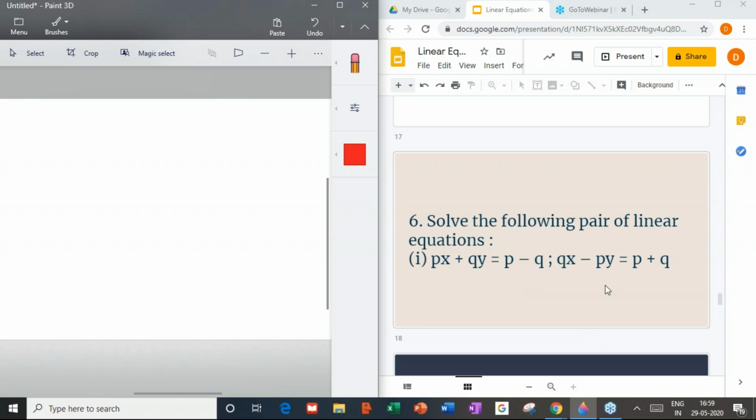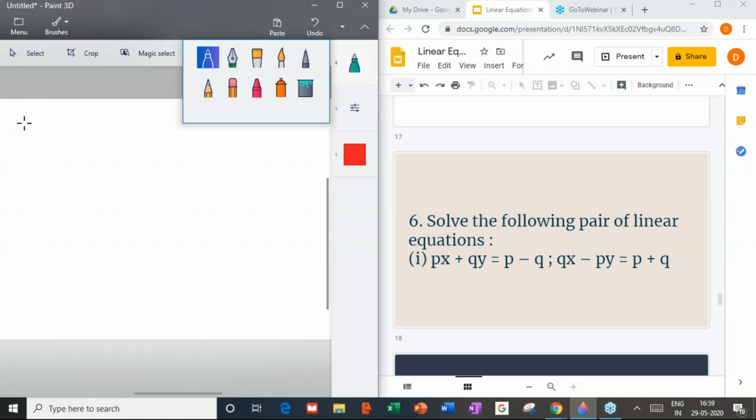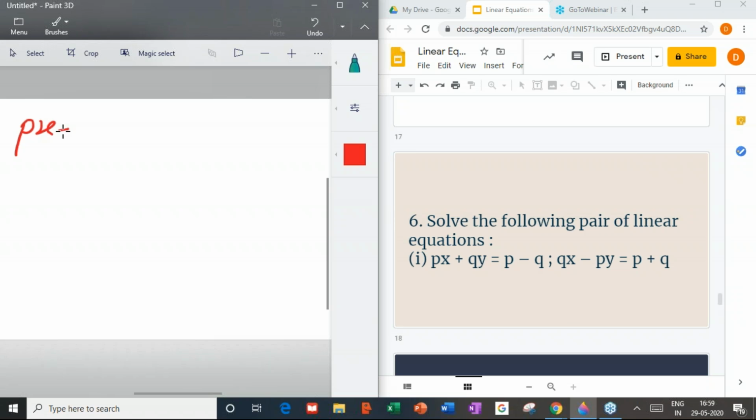Okay, should I help you out? Look closely at the terms. One equation is, okay, I'll just write it here. One equation is px plus qy is equal to p minus q, correct? And the other one is qx minus py is equal to p plus q, correct?